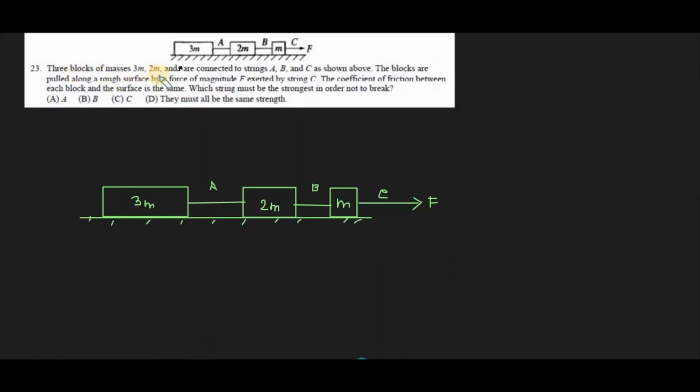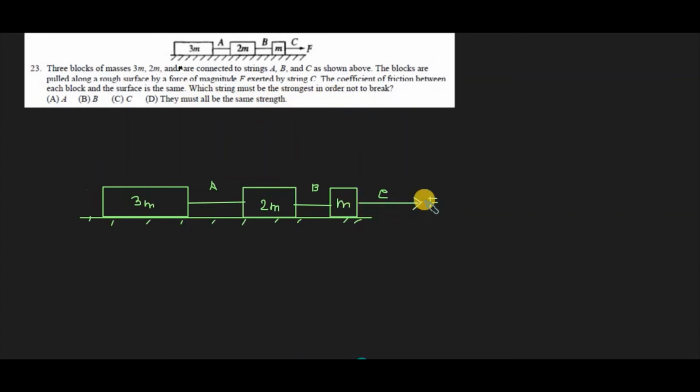Three blocks of masses 3m, 2m and m are connected to strings A, B, C as shown above. The blocks are pulled along a rough surface by a force of magnitude F exerted by string C. The coefficient of friction between each block and the surface is the same. Which string must be the strongest in order not to break?